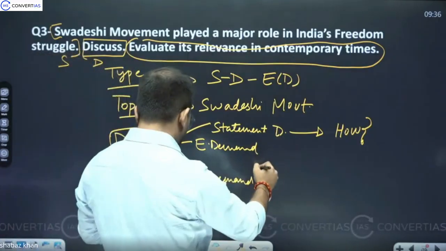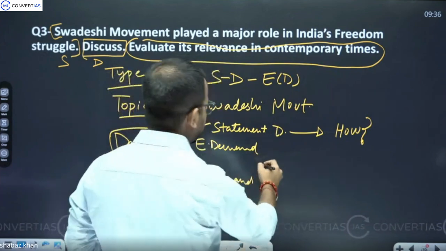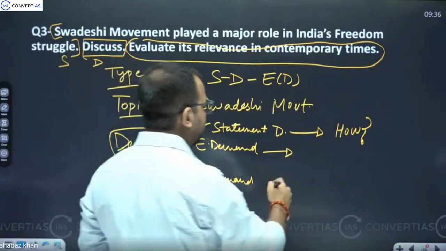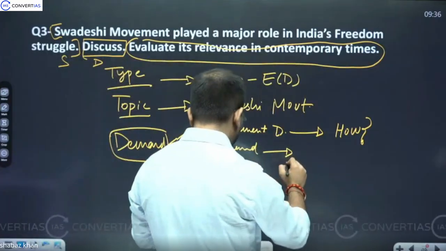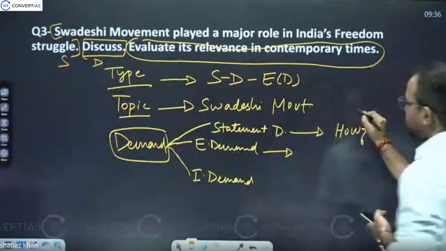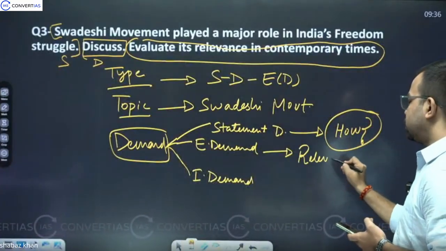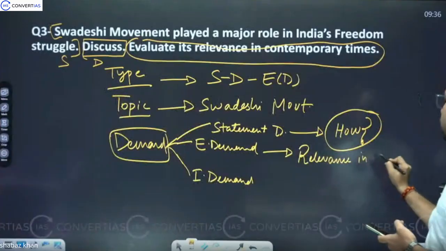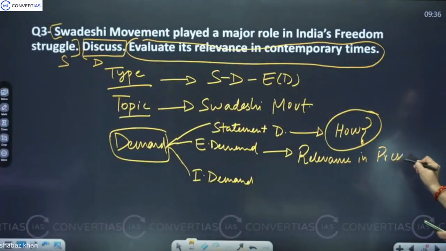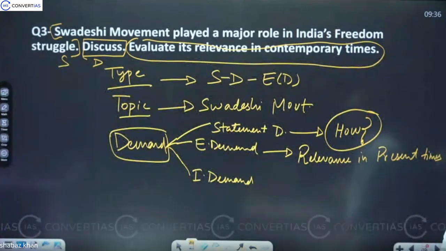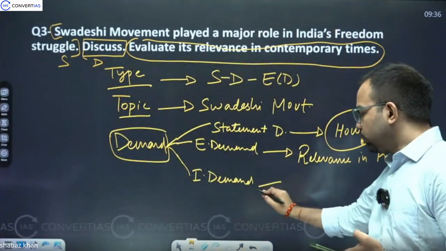Okay. What about the explicit demand? Discuss. Okay. Let's leave that. Its relevance in contemporary times. Okay. So the statement is clear. Its relevance in present times. Contemporary means present. Are you going to write something like this? Yes. Now comes the twisted part.